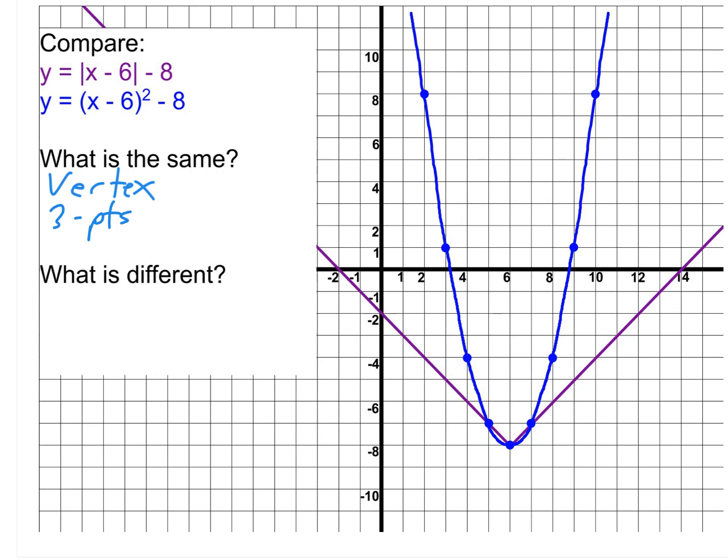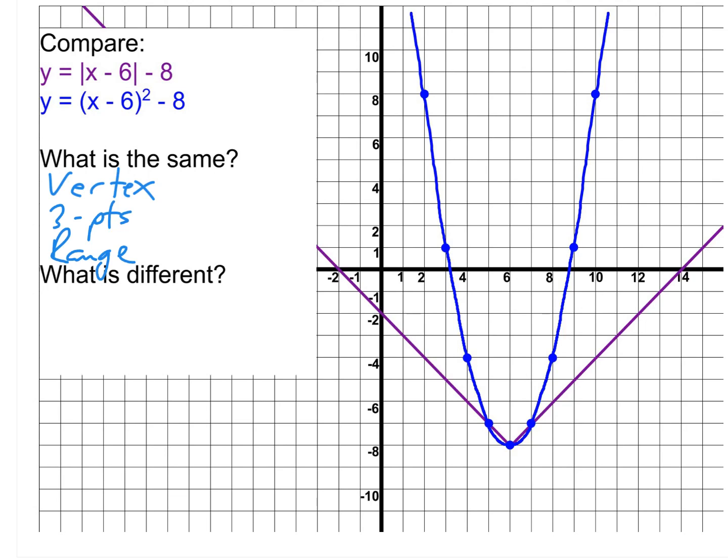Well, there's one other thing we've talked about today that should be the same between them. How about the range? The range is the same, right? Because since they both have the same vertex and they're both going up from there, they both have the same range. Okay, so then what's different about these two graphs?